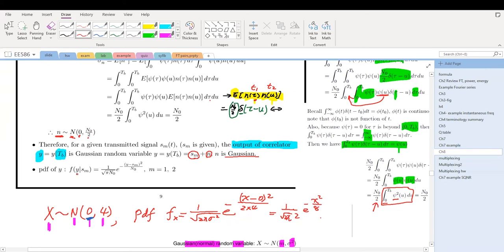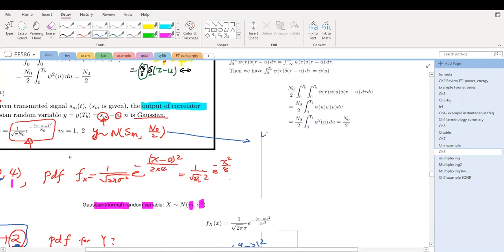What is the PDF function of y? There's no randomness in the transmitted pulse. It is determined. If we know s_m, depending on whether digital 1 or digital 0 is transmitted, this PDF function equals this. y in this case is Gaussian with the mean of s_m. The variance is N0 divided by 2. So therefore the PDF function is this.